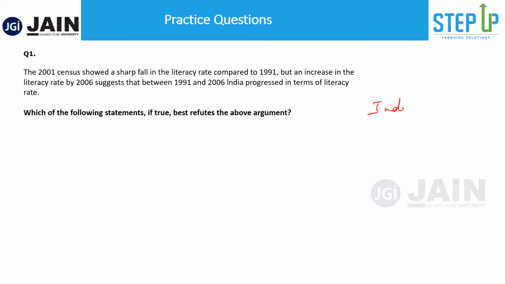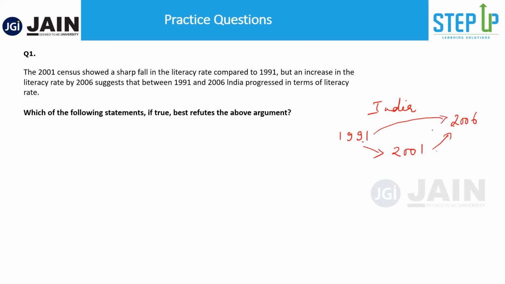And he's saying that from 1991, there's a sharp fall. Okay. So this is the sharp fall in the literacy rate. And then he says, but an increase in literacy rate by 2006. There's an increase, which suggests that between 1991 and 2006, India progressed. But he's saying this increase suggests that there has been a progress from here to here.